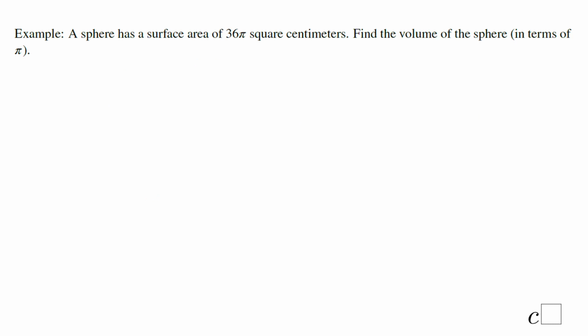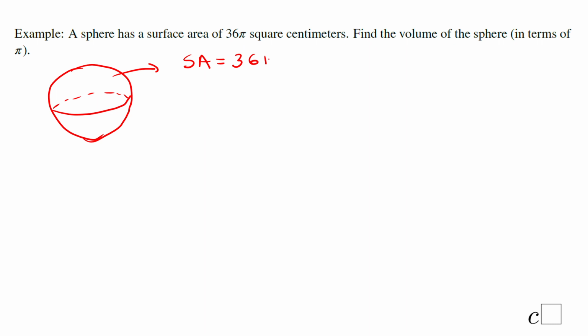The very next example is similar to the previous one, but the only difference now is for this sphere, again I'm going to try to draw a sphere. For this sphere, oops, that one should be a dash part. We know the surface area. The surface area means everything outside of this ball, of this sphere. It's 36 pi square centimeter.